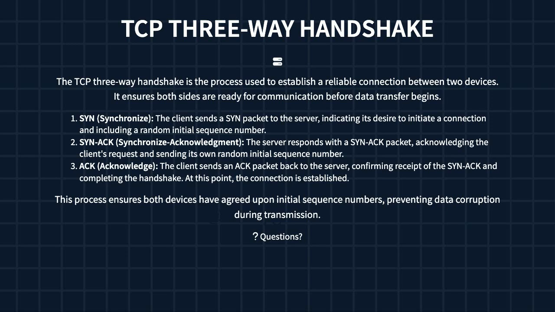The first step is the client sends out a SYN packet, basically saying, hey, I want to connect, and also including a random number. Then a server responds with the SYN ACK packet, acknowledging that it received the request and sending its own random number back. Finally, the client replies with an ACK packet, confirming receipt of the SYN ACK, and boom, the connection is established. It's all about making sure both sides are on the same page before you start exchanging data.